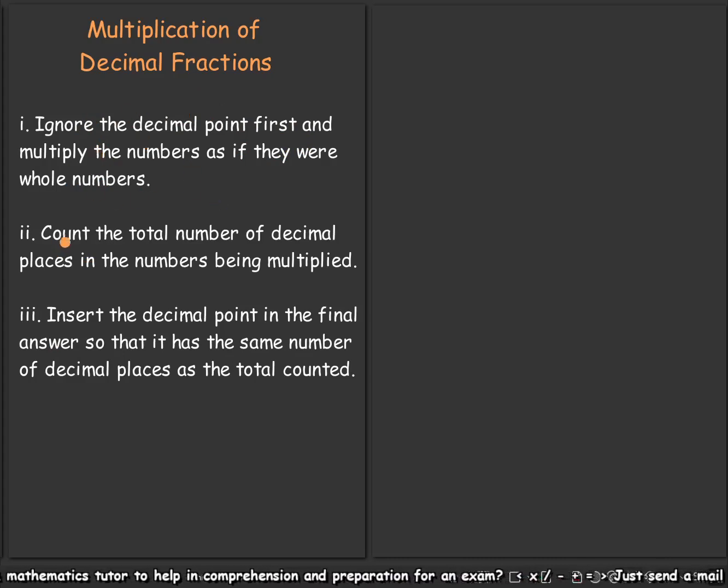If you're able to do this, you now count the total number of decimal places in the numbers being multiplied. If you count this number of decimal places, you come back to the answer you have gotten and insert the decimal point. This is the theory of what we want to do. Now let's solve and see how we can apply this theory.